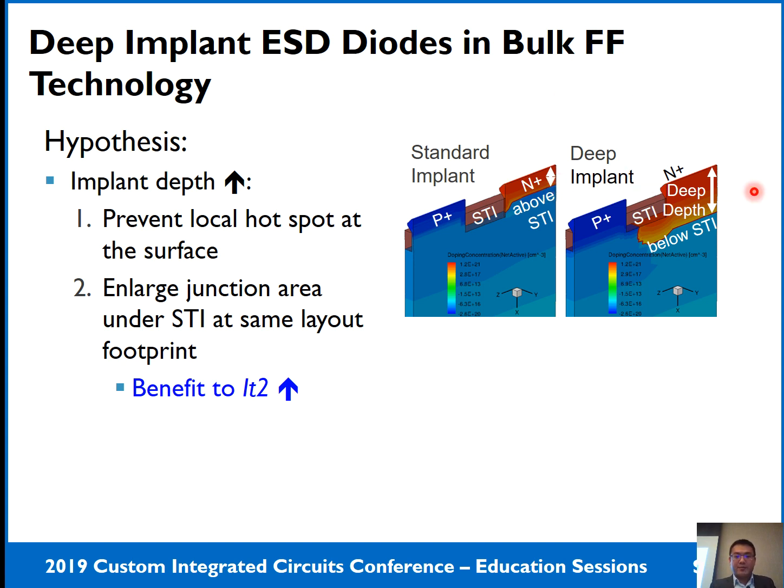to increase the implant depth from the standard depth to a deep implant, which can prevent the local hotspot inside this tiny thin structure. In addition, if the junction depth is deeper than the STI structure, then you will go back to the planar region. So actually your junction is formed under the STI in this planar region. So you will enlarge the junction area within the same layout footprint, so it should be beneficial to IT2 enhancement.